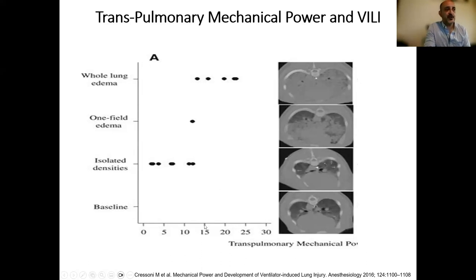The more the mechanical power increases, you start getting the edema and the consolidation. And at extremely high mechanical power, you can see typical ARDS with severe consolidations, whole lung edema. And you can tell that this patient actually looks like he's in the prone position. So they found in the study that the higher the transpulmonary mechanical power, the higher the risk for ventilator-induced lung injury.